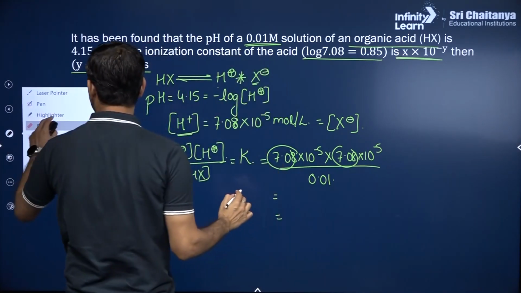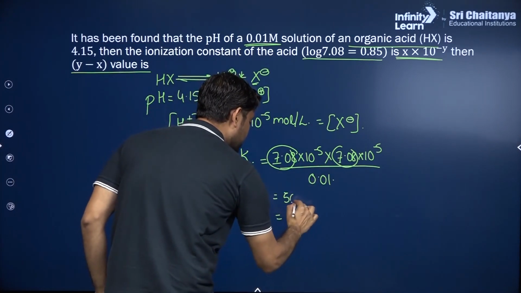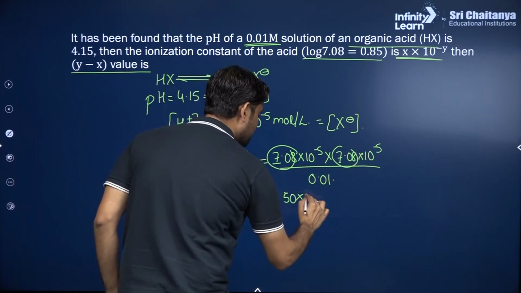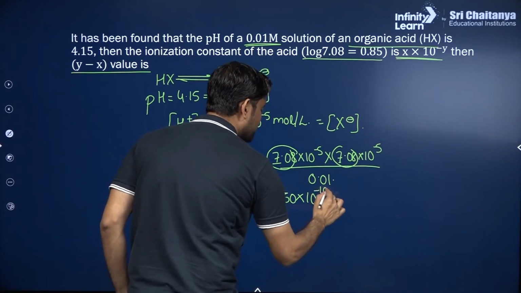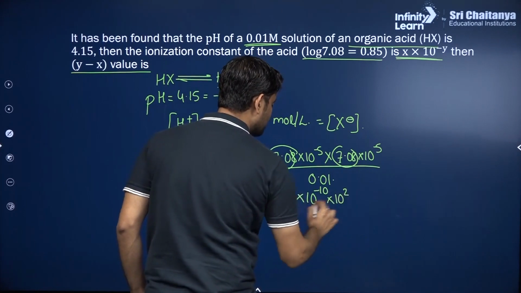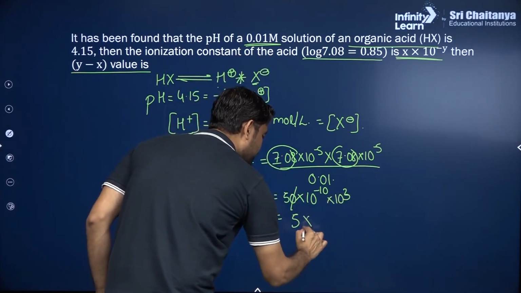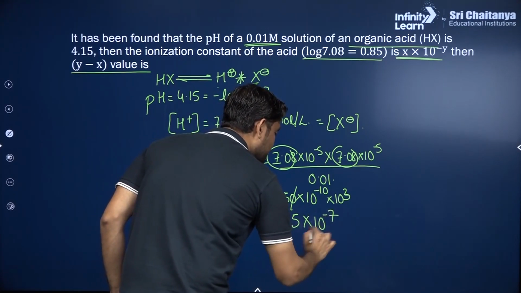Okay, now see, 7 7s are 49, so I am considering it as 50. 10 raised to minus 5, 10 raised to minus 5 is 10 raised to minus 10. This is 10 raised to minus 2 gone up, becomes 10 raised to 2. I can cancel out this thing and make it 10 raised to 3. So it is 5 into 10 raised to minus 7.